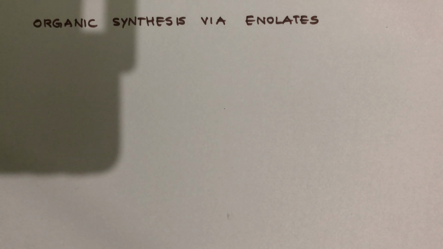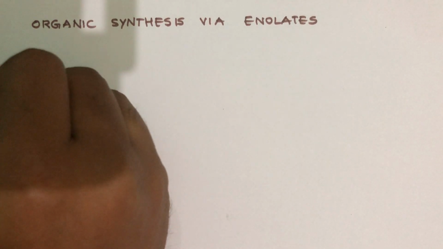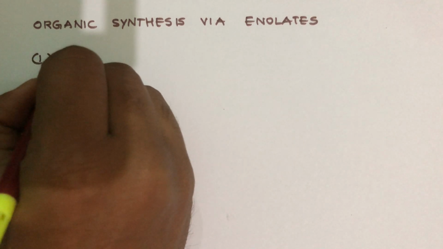In this session, we'll be discussing the synthetic applications of ethyl acetoacetate, that is synthesis of ketones, synthesis of carboxylic acids, and then the heterocyclic compounds. So this is what we are going to discuss in this session. So let us start with the first one, that is synthesis of ketones.